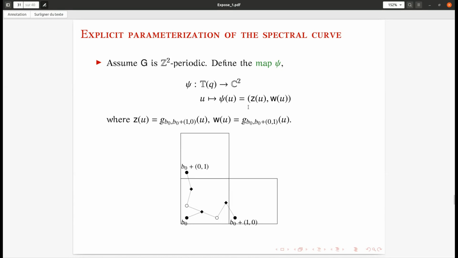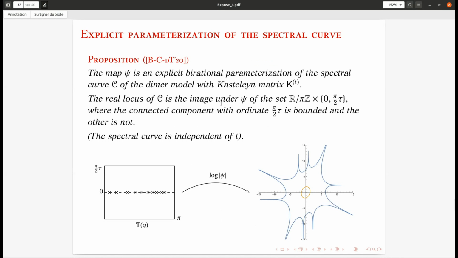So this gives you a complex function from the torus to C^2. And because of the fact that G is in the kernel, you have that the map psi is an explicit birational parameterization of the spectral curve.